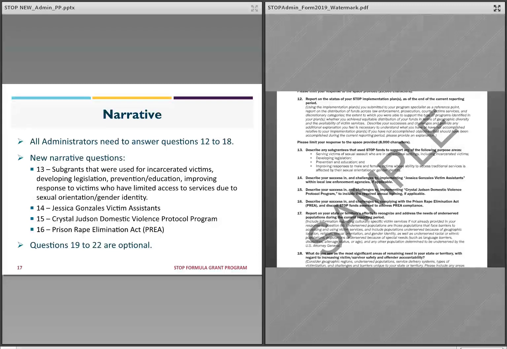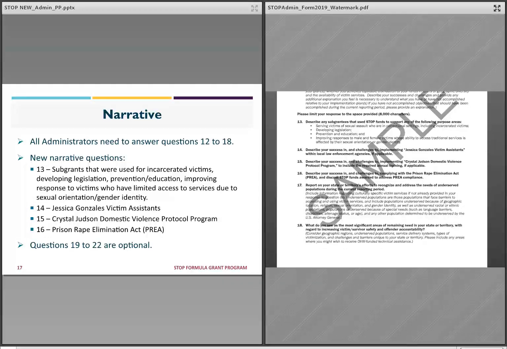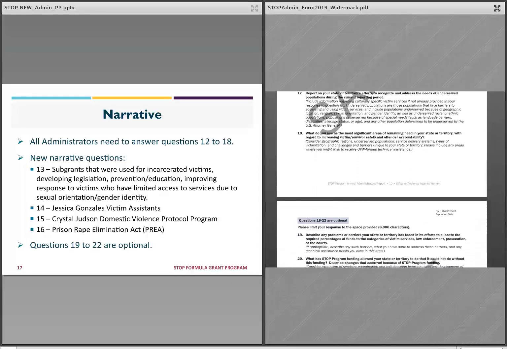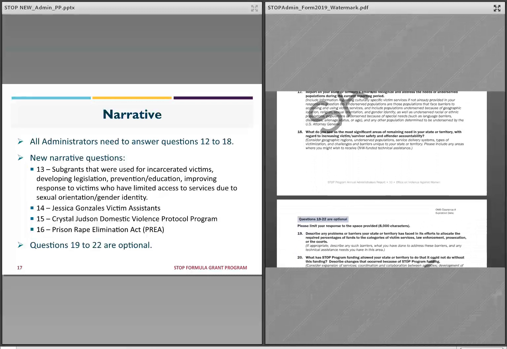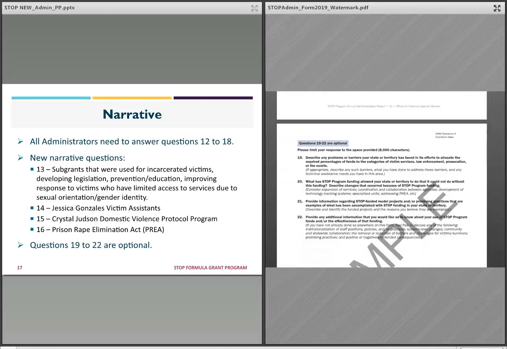Question 16 asks you to describe your successes and challenges in complying with the Prison Rape Elimination Act and to discuss staff funds awarded to address PREA compliance. Question 17 asks you to report on your state or territory's efforts to recognize and address the needs of underserved populations. And question 18 asks you to describe the most significant areas of remaining need in your state or territory.